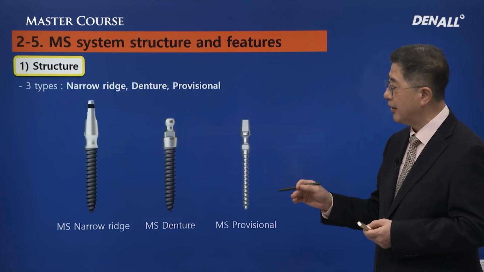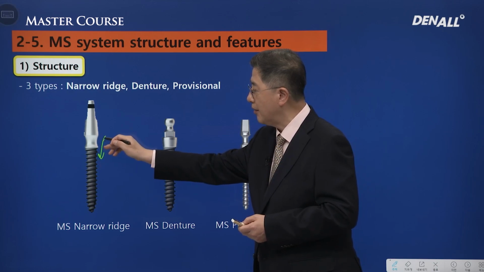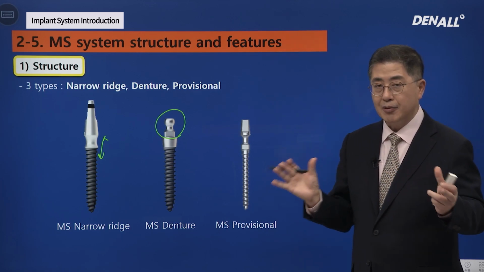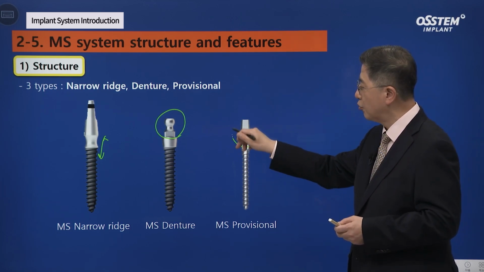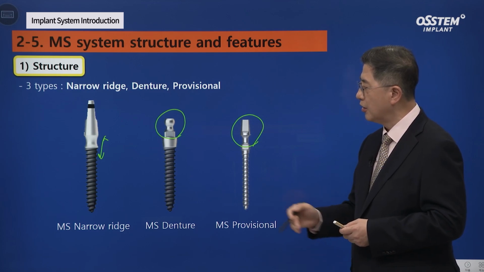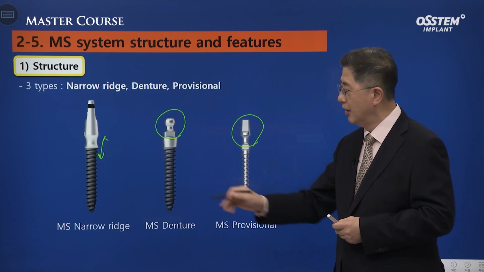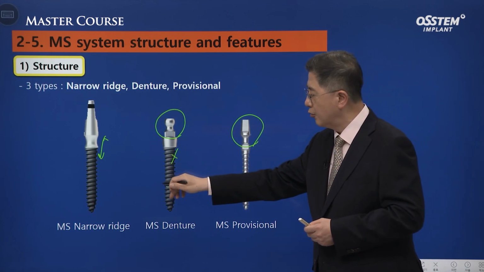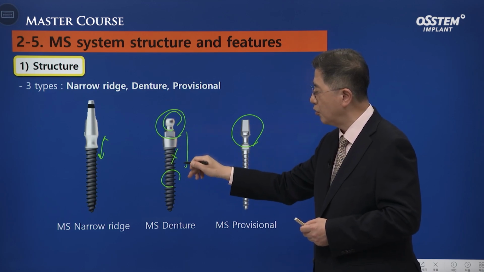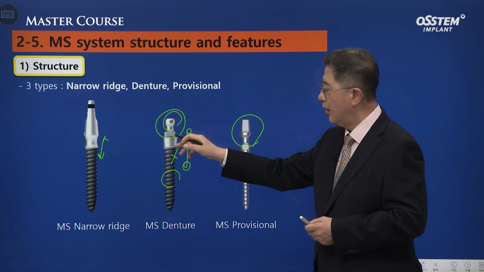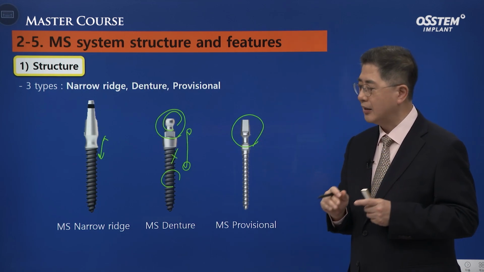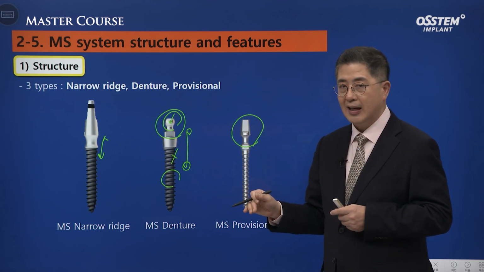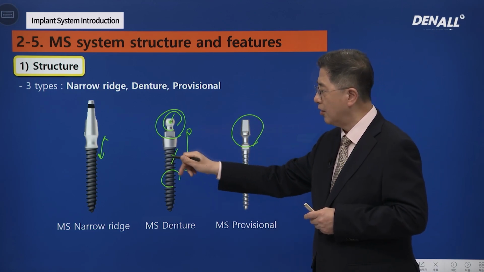There are 3 options in the MS implant system: MS narrow ridge for mandibular teeth, MS denture for overdenture cases, and MS provisional used while we wait for osseointegration when multiple implants are placed. I hardly use these 2, and I've never used this one. Please take note that implant and attachment are connected. Thus, there is no problem in using this as a provisional, but you have to consider that you cannot replace the attachment after it is worn out, if you are going to use this as a final one. I would like to point that out again.